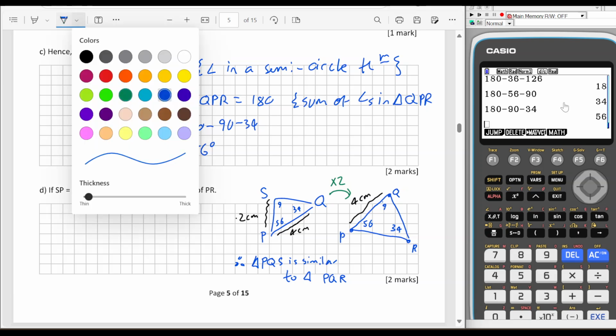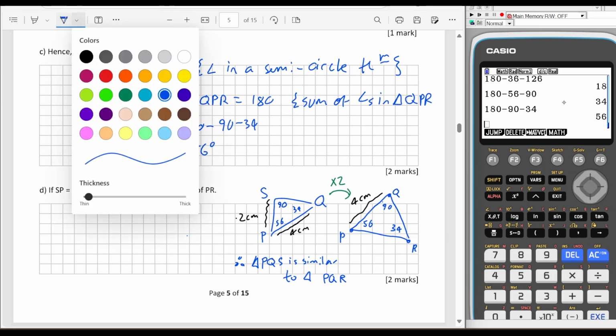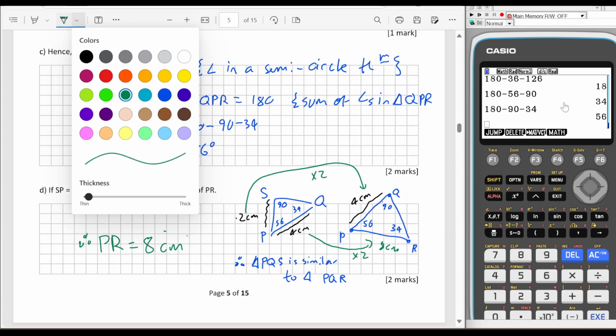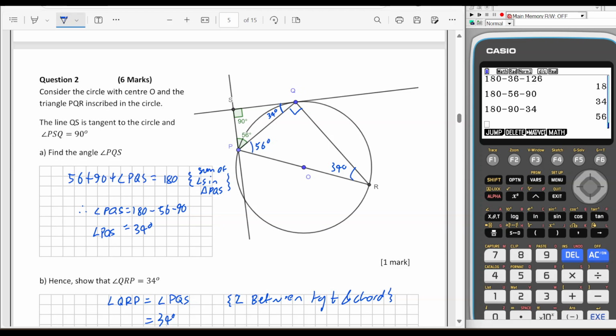So what we'd need to do is, well, we know that to get from 2 up to 4, that is times by 2. So that means to get from 4 up to the side we want, I need to times by 2. So that would be 8 centimeters. So therefore, PR is 8 centimeters, as they're similar. So yeah, that bottom triangle is just twice as big as the top triangle.